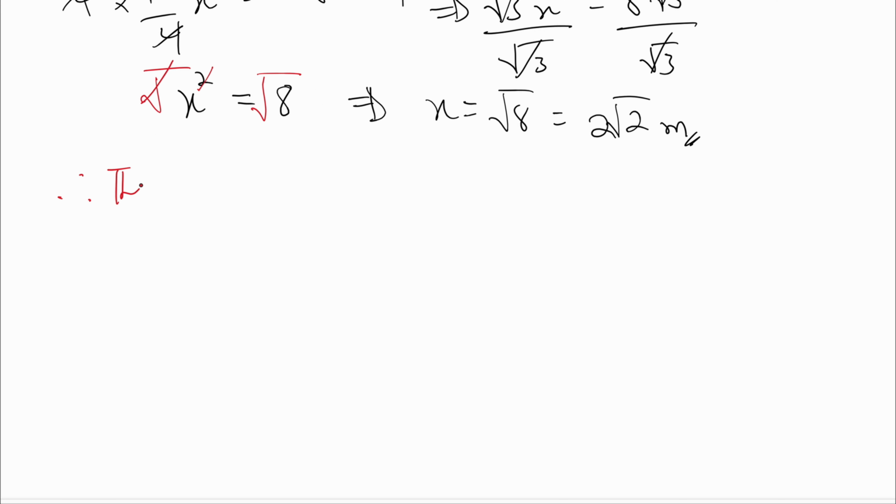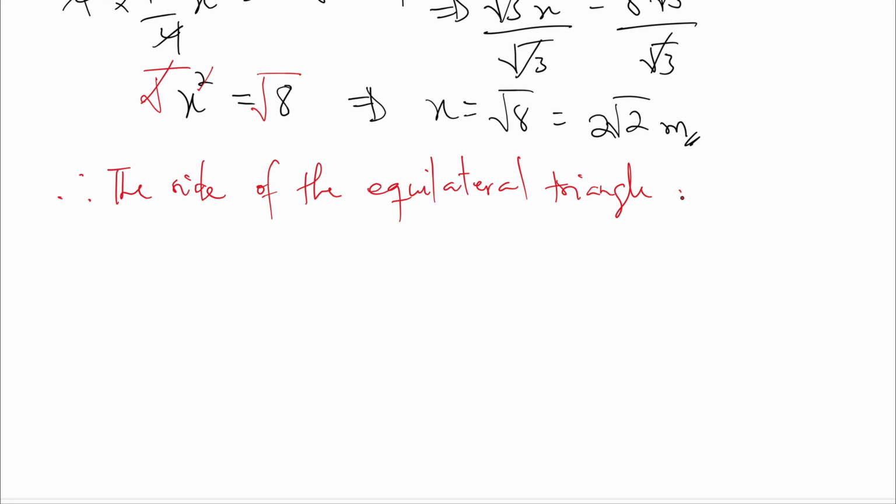Therefore, the side of the equilateral triangle is 2 root 2 meters. So this brings us to the end of question 9a. We'll be moving on to question 9b.